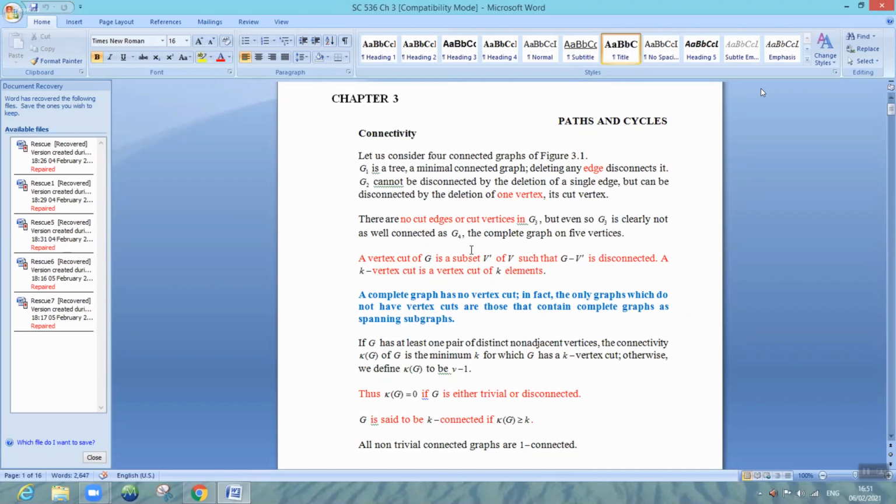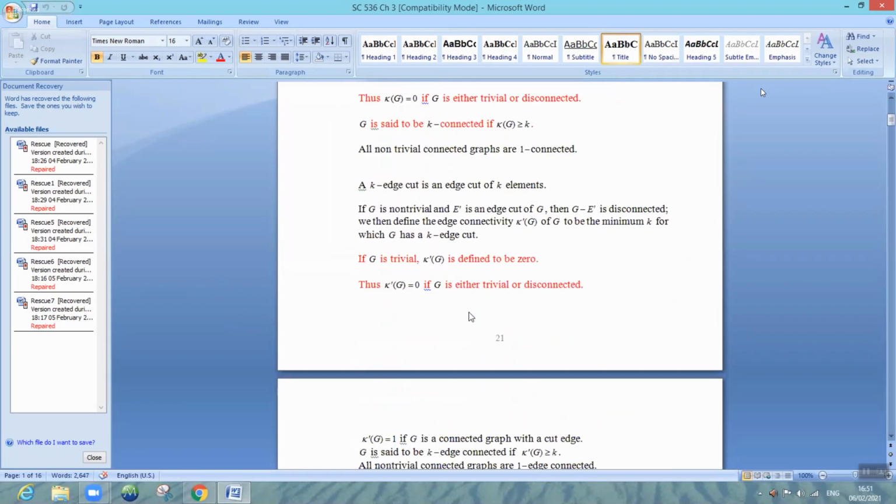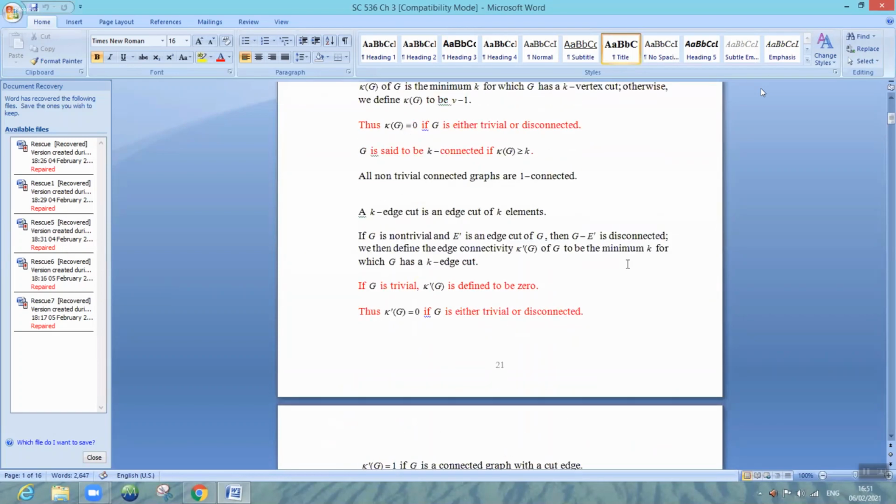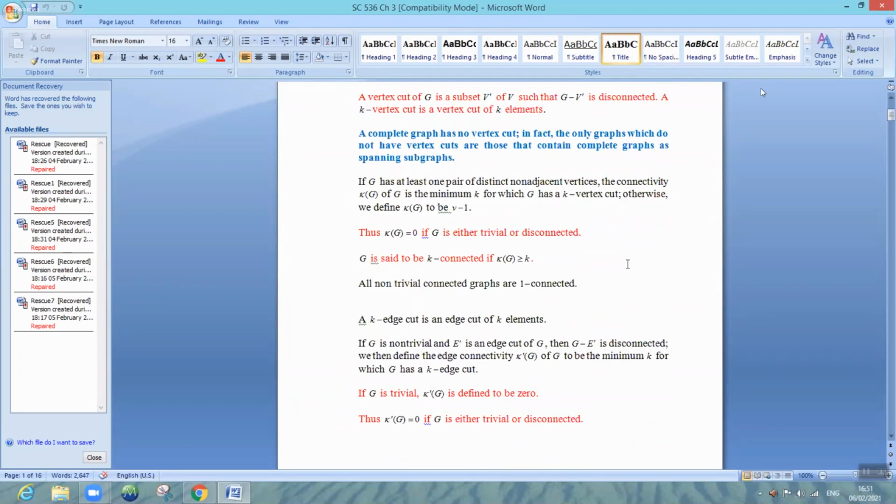Now we go to the vertex cut of G. A vertex cut is a set of vertices which we want to remove in order to disconnect the graph. In this graph, the vertex cut has one vertex. Here, the vertex cut has three vertices. Once you remove these three, or these three, you can disconnect it. And here, the vertex cut is no vertices. Removing any number of vertices, you still have one component.